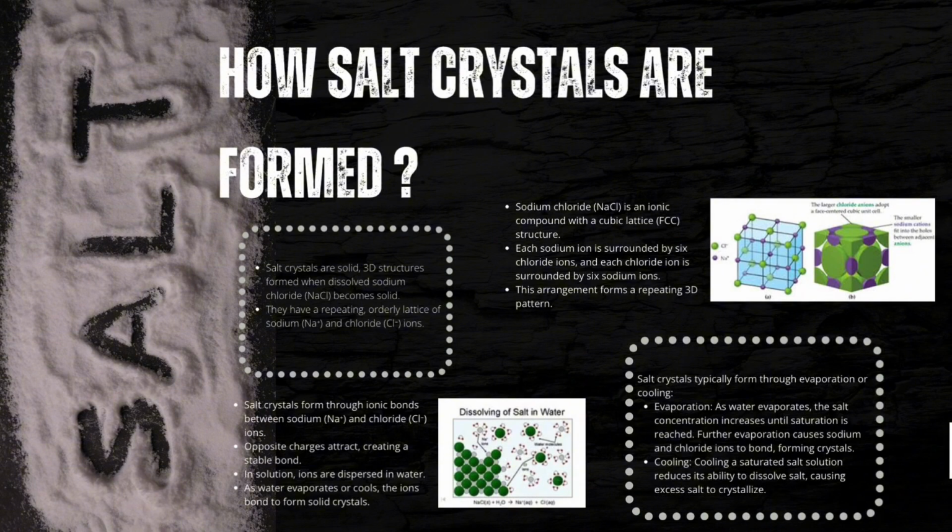Salt crystals can form in several ways, but the most common methods are evaporation and cooling of a saturated solution. As water evaporates, the salt concentration increases until it reaches saturation. With further evaporation, sodium and chloride ions start to join together and form solid crystals. When a saturated salt solution is cooled, its ability to dissolve salt diminishes. As the temperature decreases, the excess salt separates from the solution and begins to crystallize.